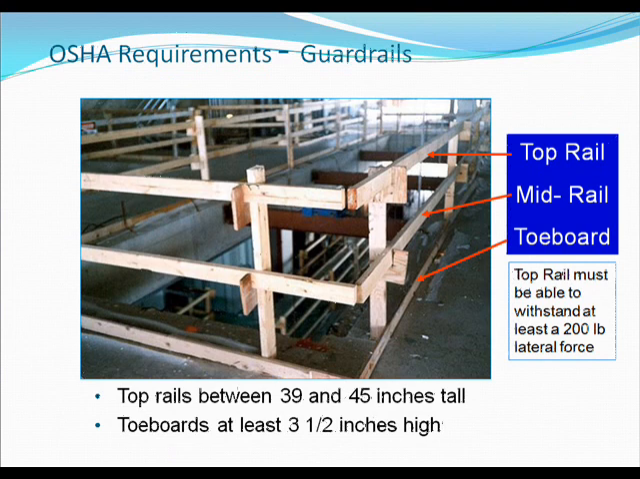OSHA requirements, guardrails. Top rail must be between 39 and 45 inches tall. Toe boards must be at least 3.5 inches high. The top rail must be able to withstand a force of at least 200 pounds lateral.